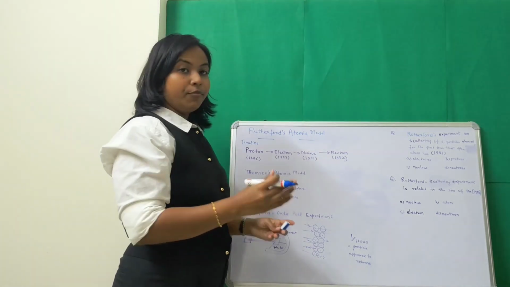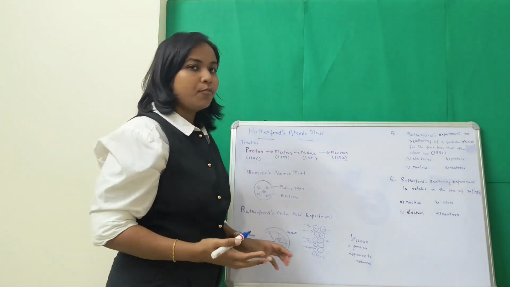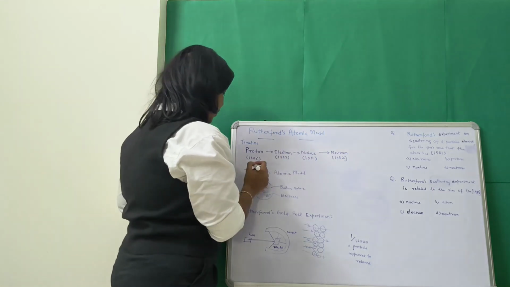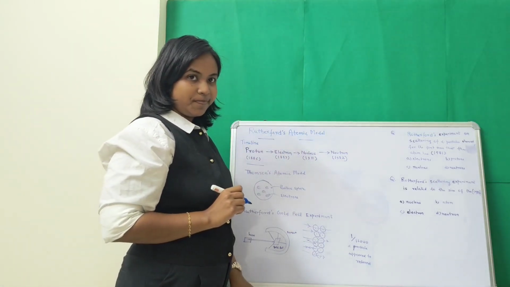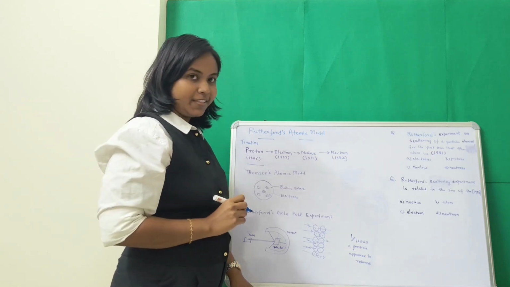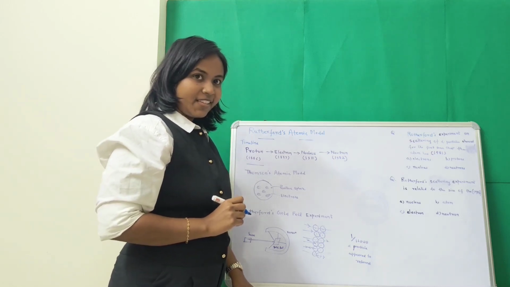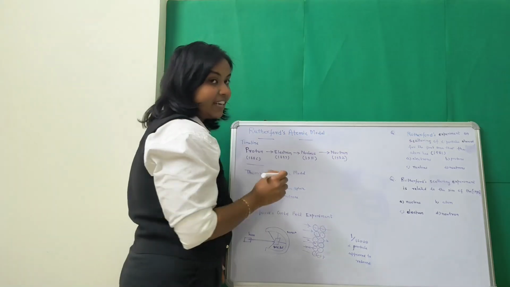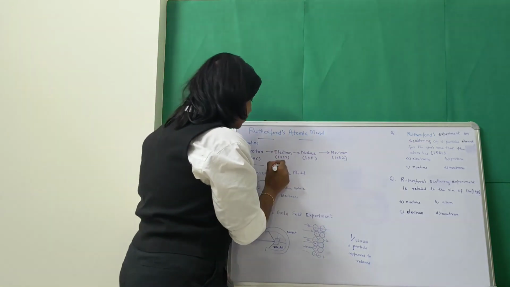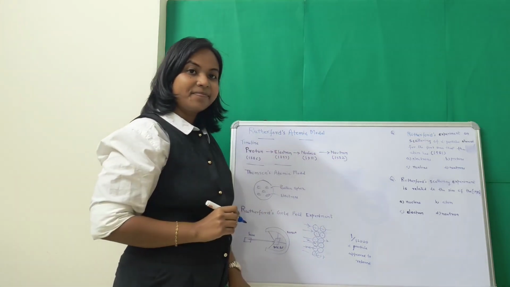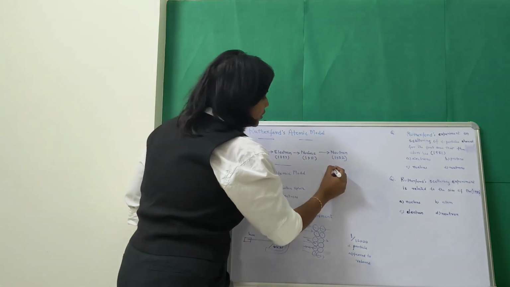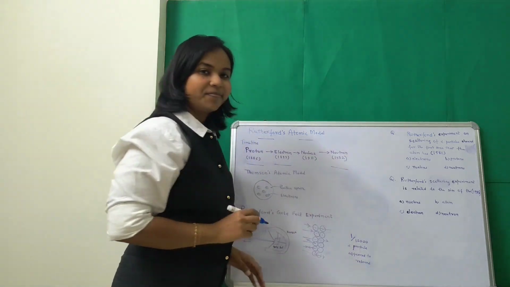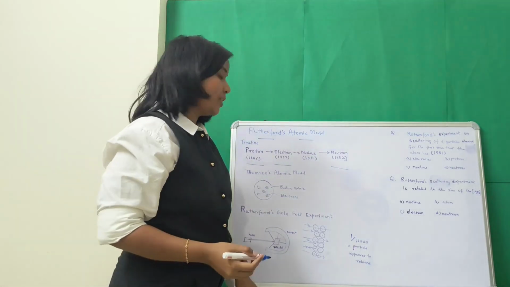Before we start learning, I have some questions for you. Tell me, who discovered protons? Okay, I want some answers. Yes, E. Goldstein is the right answer. And who discovered electrons? Correct, J. J. Thomson is the right answer. And who discovered the neutrons? Yes, it was James Chadwick.